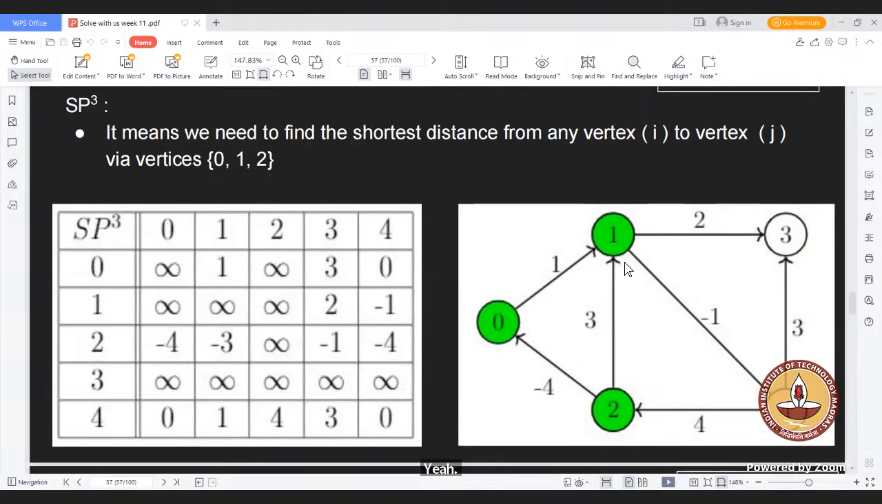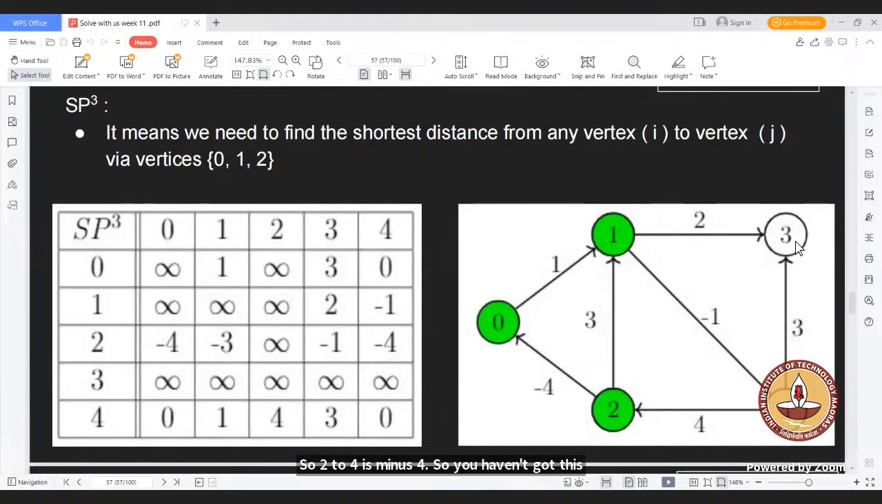And now we'll see 2 to 4. For 2 to 4, you can go 2 to 1 and 1 to 4, or again you can go 2 to 0, 0 to 1 and 1 to 4, right? So we'll again find which one of these is minimum. Obviously this will be minimum: 2 to 0, 0 to 1 and 1 to 4. So 2 to 1 we can go in -3 units, and here 1 to 4 will be -1 unit. So 2 to 4 is -4. Everyone got this?